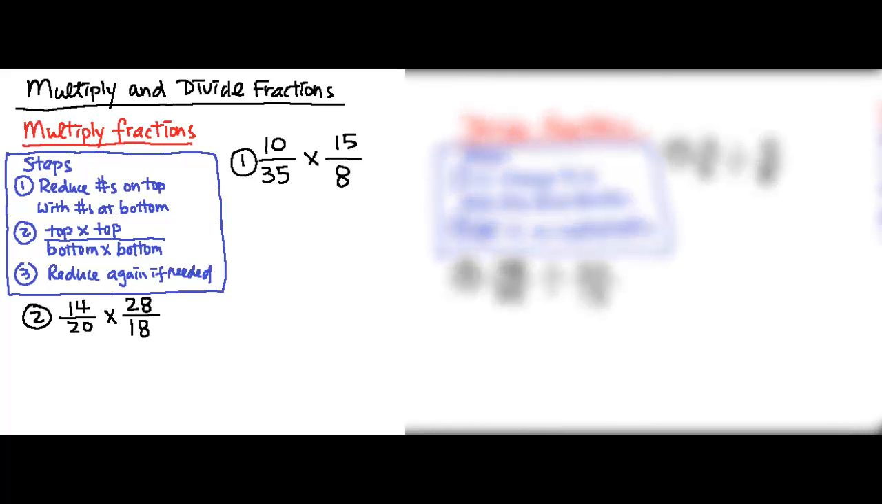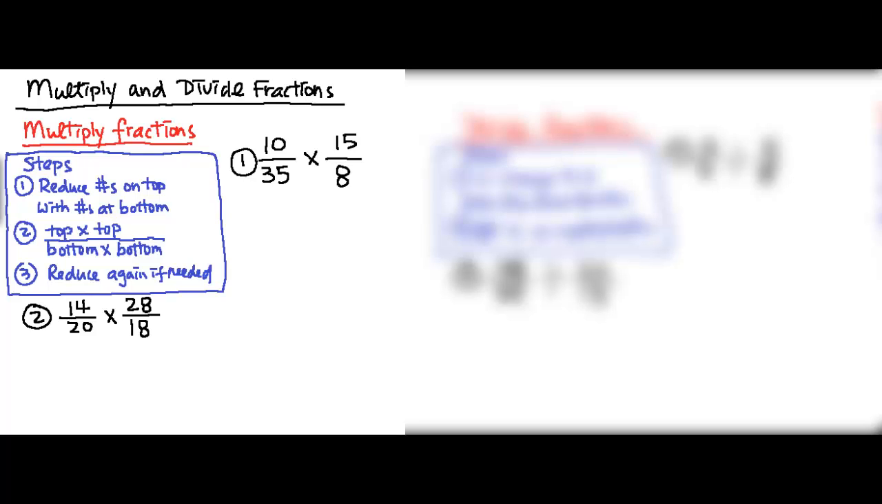So for multiplying fractions, we don't need the lowest common denominator anymore. Here are the steps. First, you can reduce any number on top with any number at the bottom. You can go vertically or crossways, either way is fine. After that, you multiply the top with the top and the bottom with the bottom, and you should get your answer by then. But just to be sure, double check and see if there's anything else you can reduce.